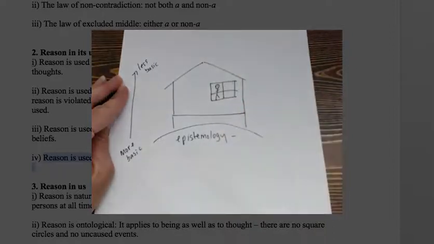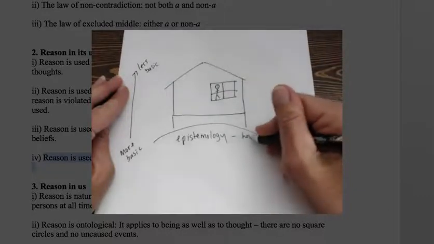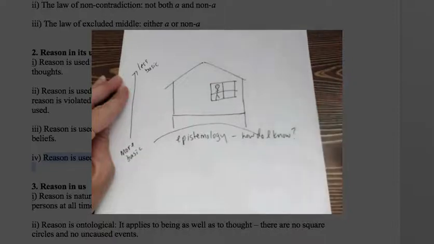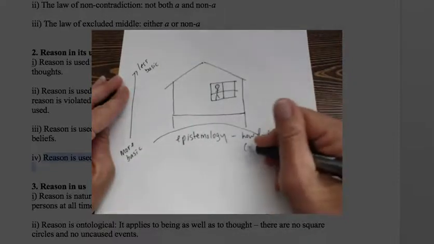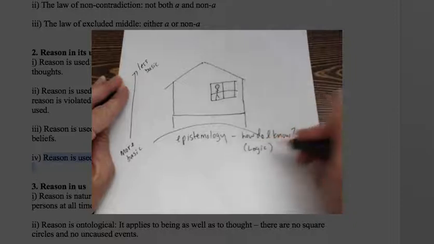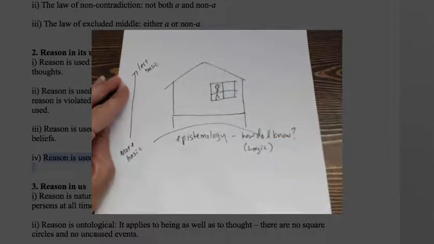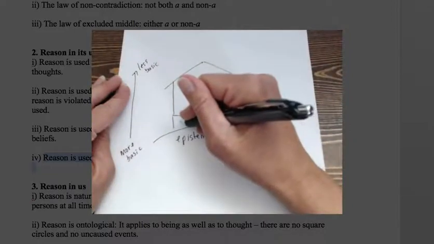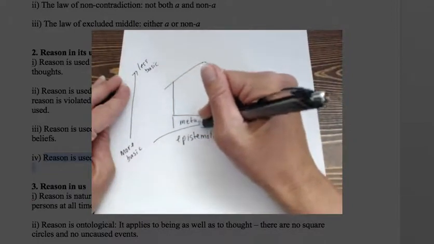Epistemology is the area of philosophy that deals with questions about knowledge. How do we know? So let's put that here. How do I know? That's logic. We are dealing with epistemology in this study. But once we've answered that question, we want to know basic truths. That's going to be this next level, metaphysics.